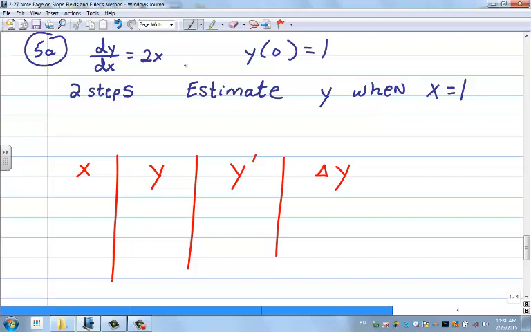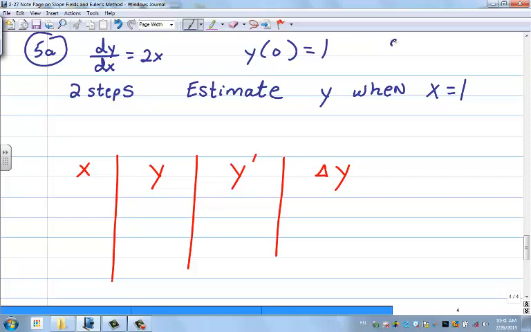And then y of 0 is 1. And we're going to use 2 steps. So this time you are not given delta x. But it's easy to find, right? Because you are given a value at 0.